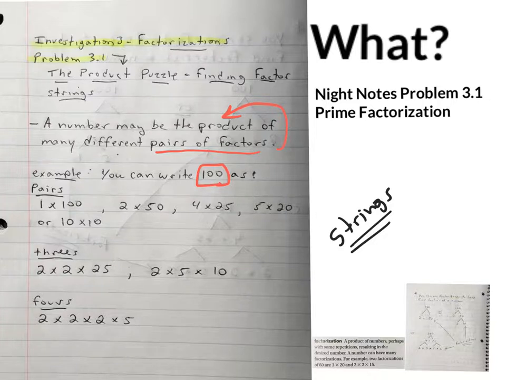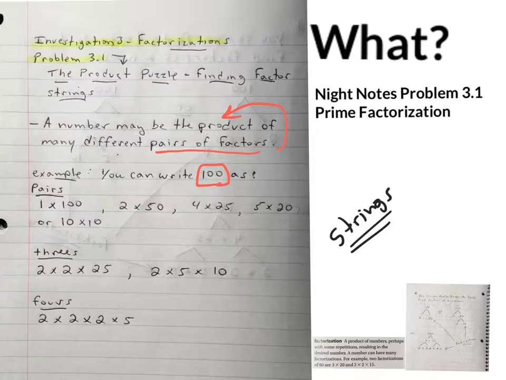What are different ways we can make 100 with pairs? Well, we can say 1 times 100. We can say 2 times 50, 4 times 25, 5 times 20, or 10 times 10. Those are pairs. But what's neat about math is sometimes we can find strings of factors more than just 2.